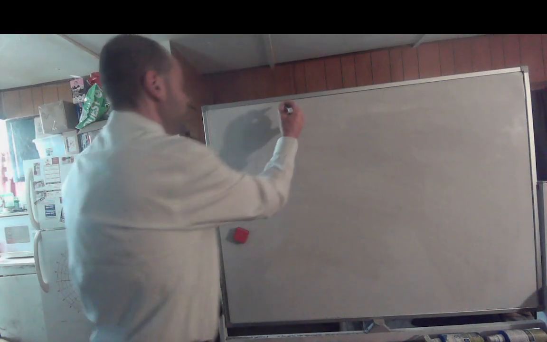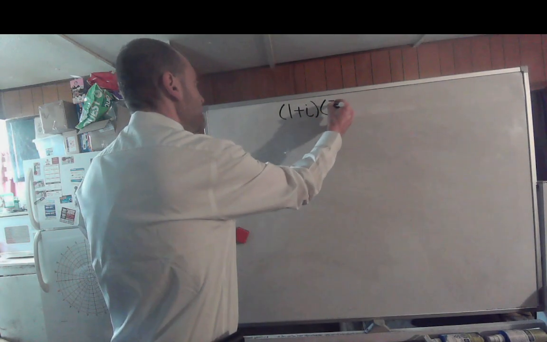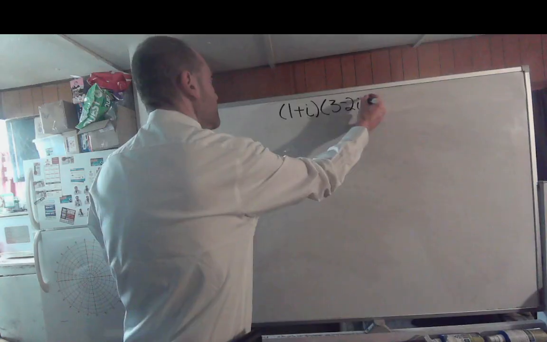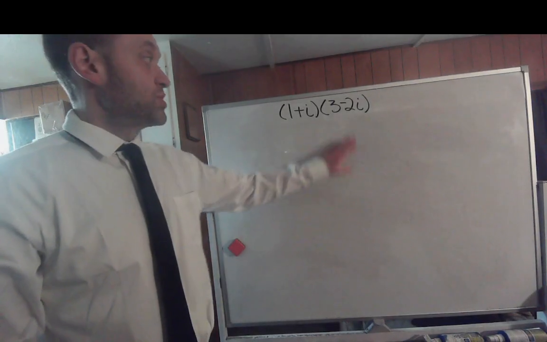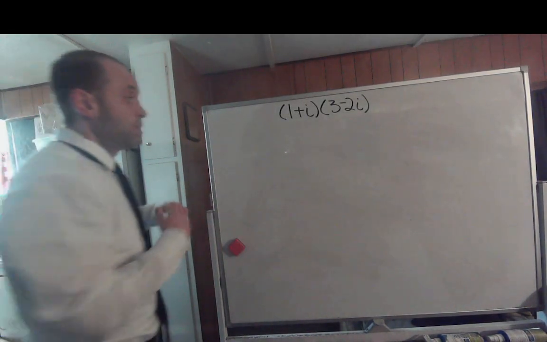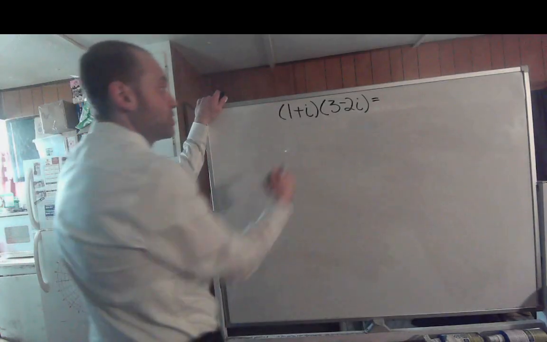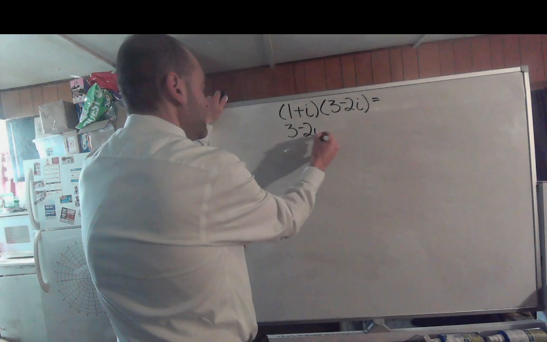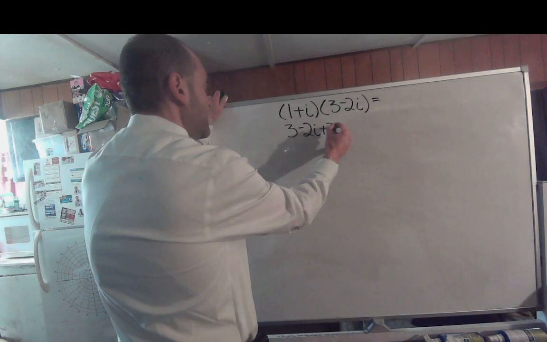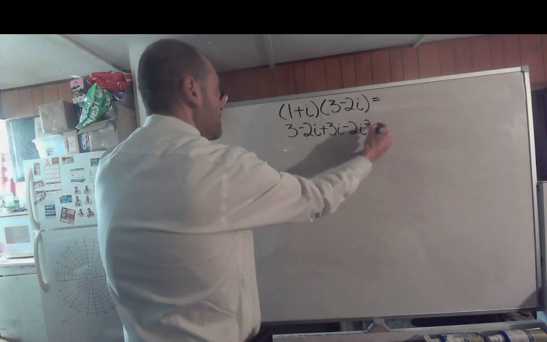Alright. Let's say now we're going to do a foiling one. So we have the quantity 1 plus i times the quantity of 3 minus 2i. Well, treat this like you would any algebraic quantities and FOIL it. So 1 times 3 is 3. Then you'll have minus 2i plus 3i. Then this will become minus 2i squared.